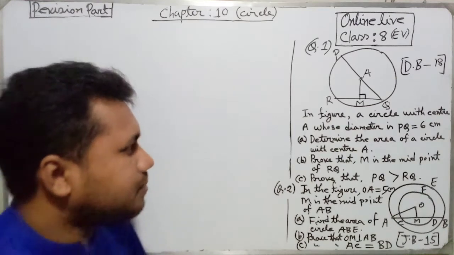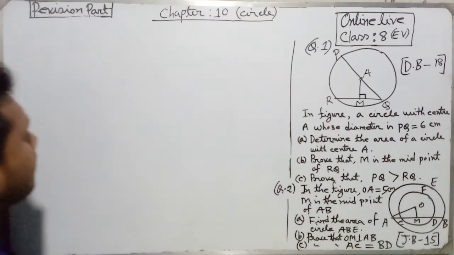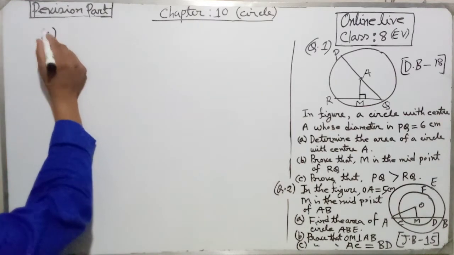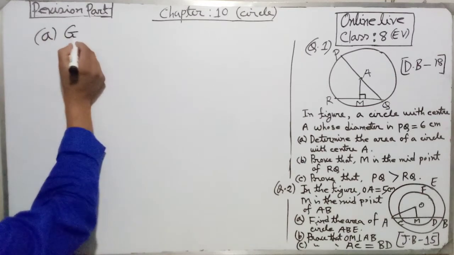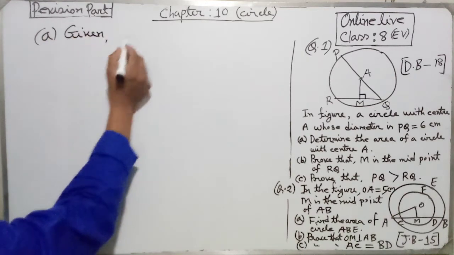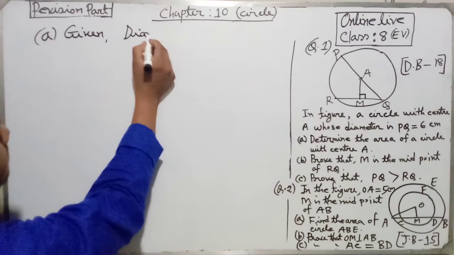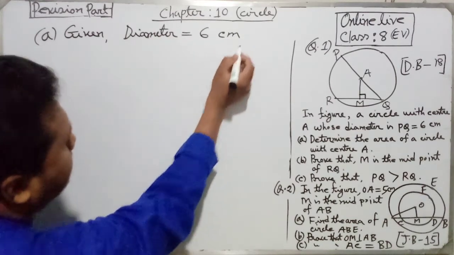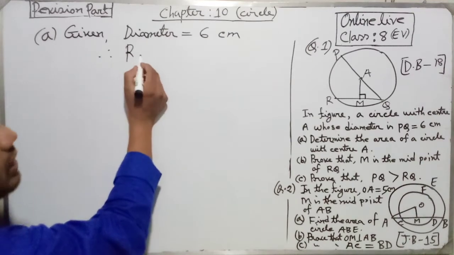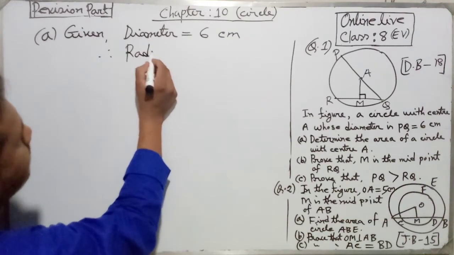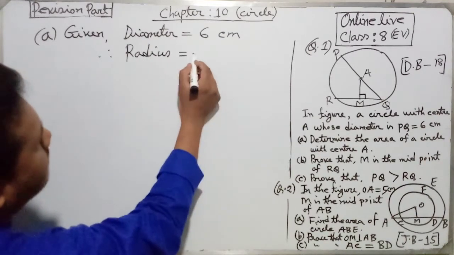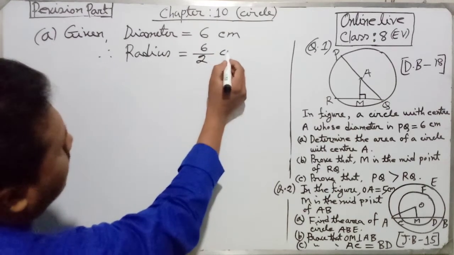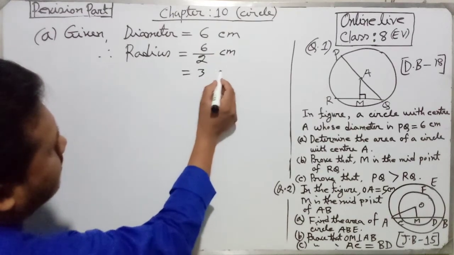Dhaka Board 2018. Now dear students, problem number A. Here we can say given diameter equal 6 centimeter. Therefore our radius will be 6 divided by 2 centimeter, that means 3 centimeter.